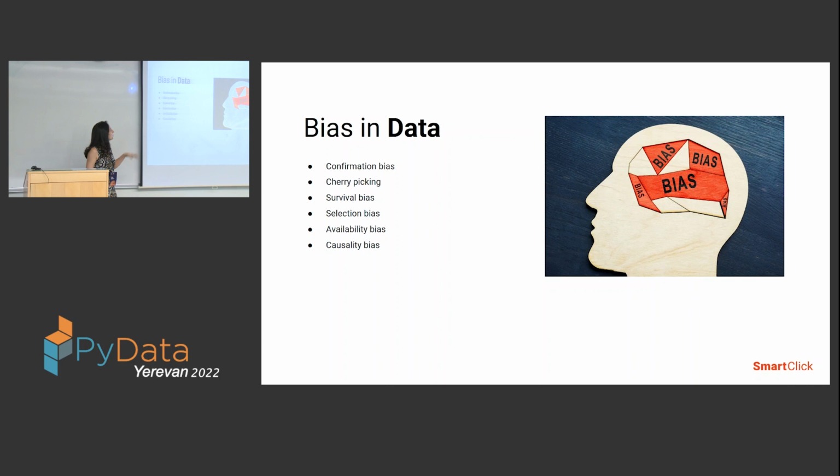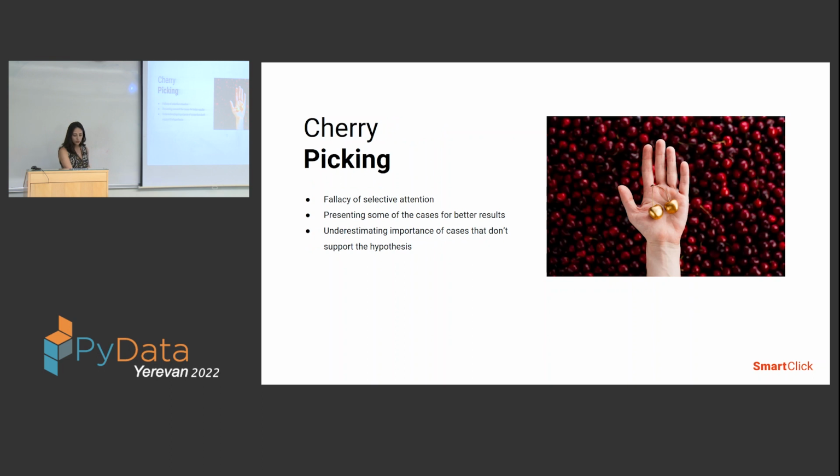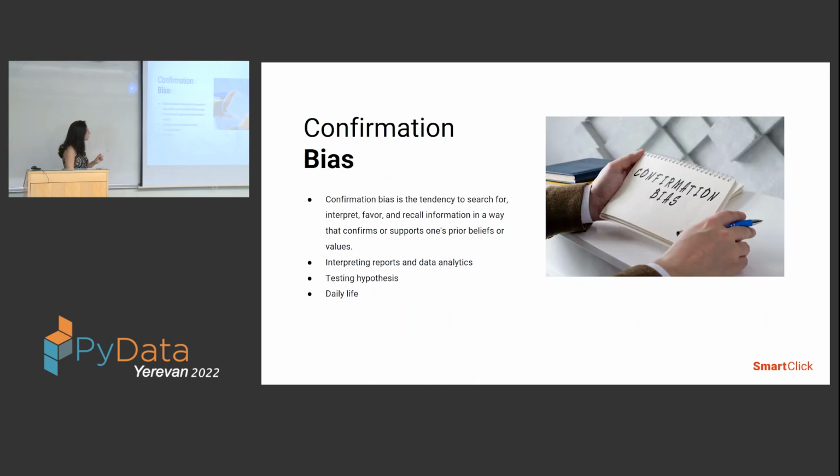I'm going to move on to biases in data, and we're going to talk about confirmation bias, cherry picking, survival, selection, availability, and causality biases. Now, cherry picking, we mentioned this one before. It was the Nicolas Cage movie's case, where it is a fallacy of selective attention, where we are picking specific data out of all the data that we have to represent a certain narrative, and we are underestimating the importance of the cases that are not supporting the hypothesis. What is confirmation bias? It is actually a type of cherry picking.